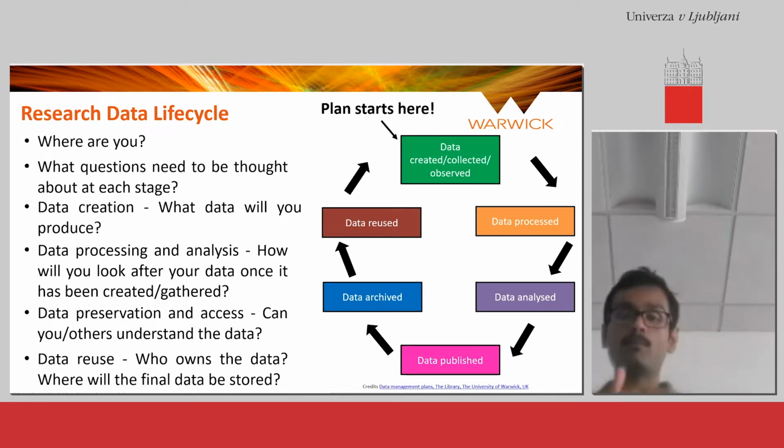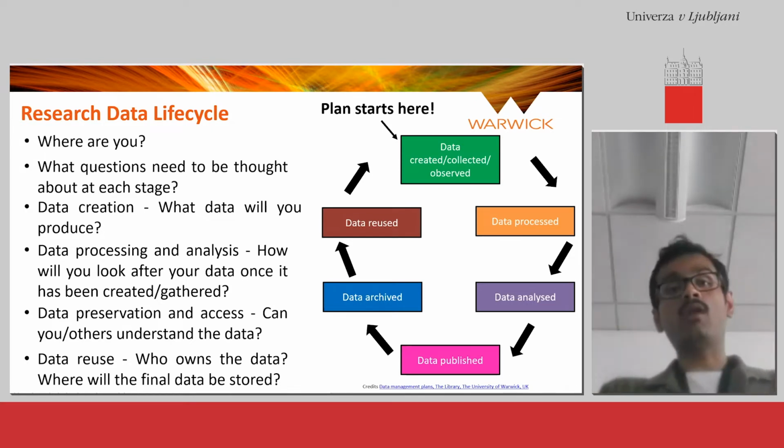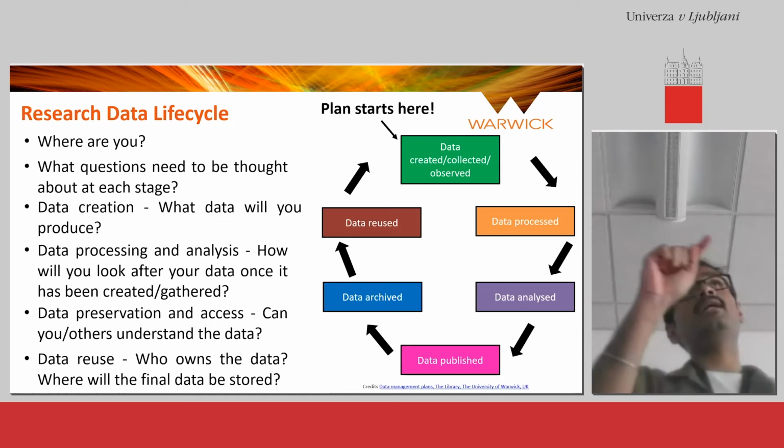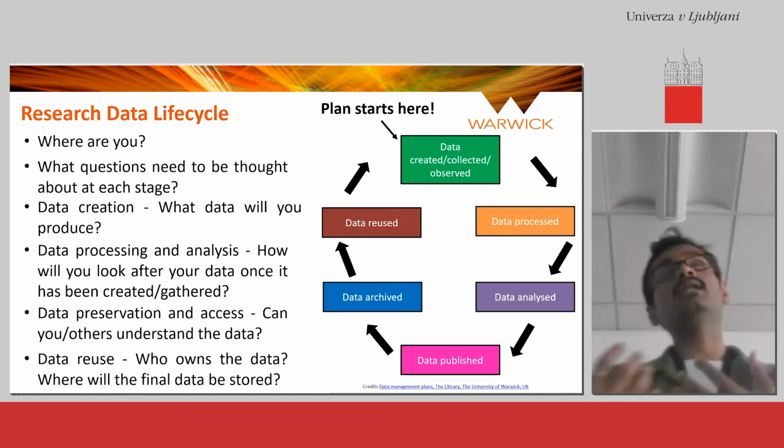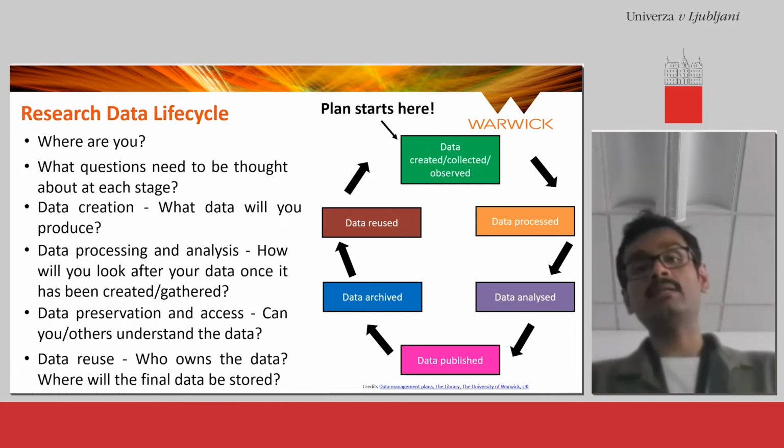So that's what I said. Your PhD could be 3 or 4 years, but the data stays longer. So maintaining that data in a proper way is quite important, so that not only you can use it, others can also reuse it. That's the whole concept of the FAIR principles.